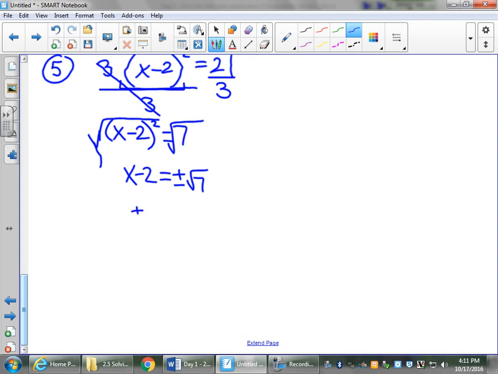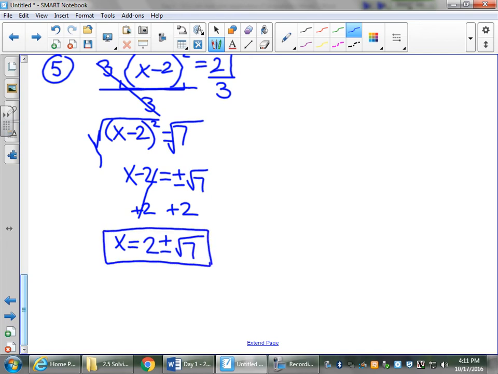I'm going to add over the 2 to finish isolating the x. And when I add the 2 to the right-hand side, 2 and radical 7 are considered not like terms, so I can't combine them. I write the whole 2 first, and then plus or minus radical 7. You can leave it in that radical notation.